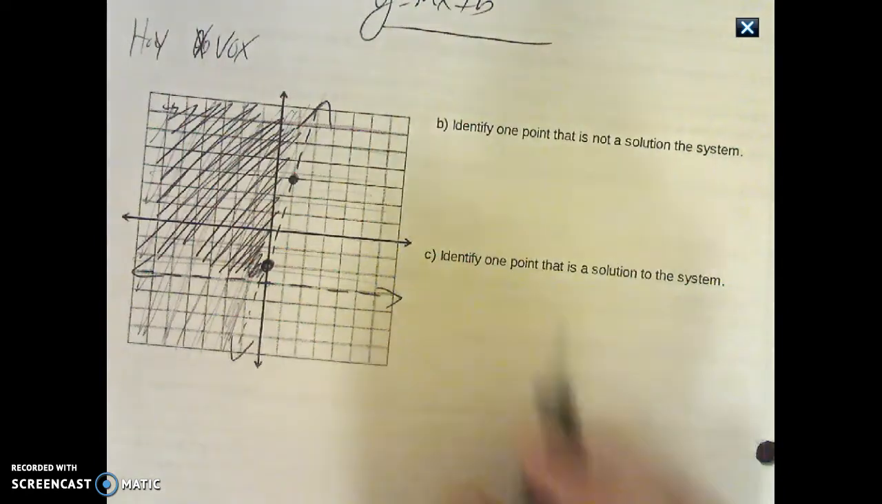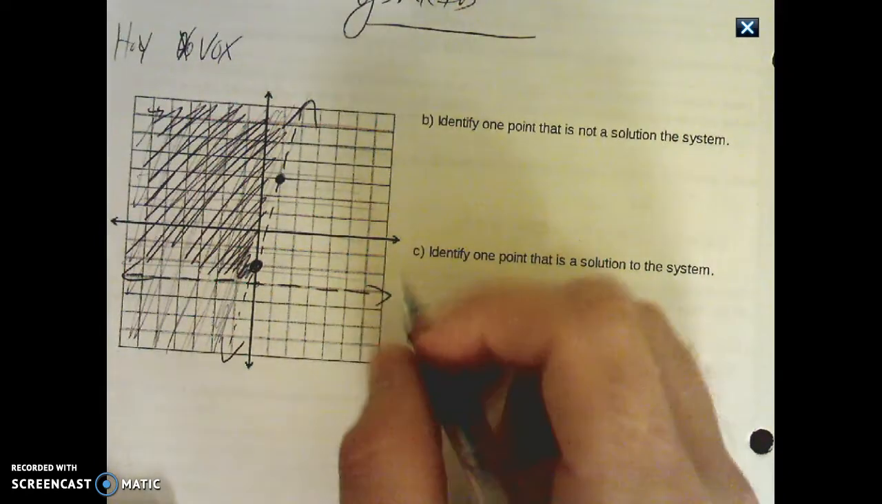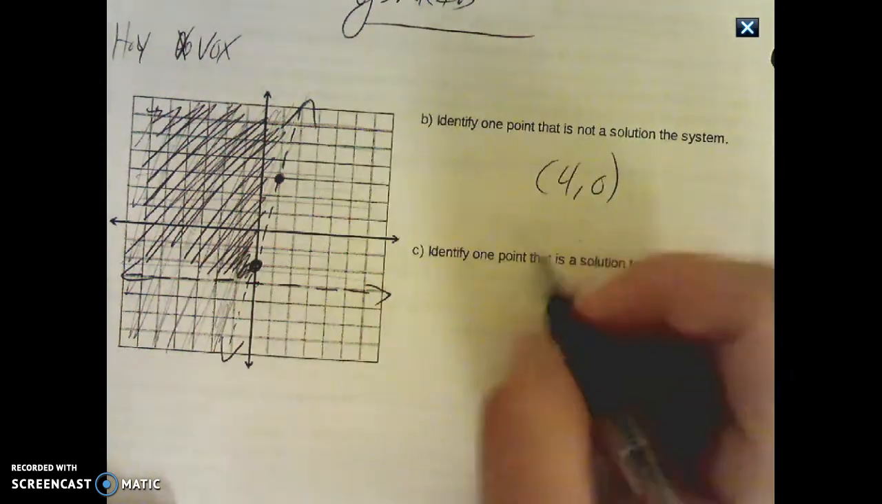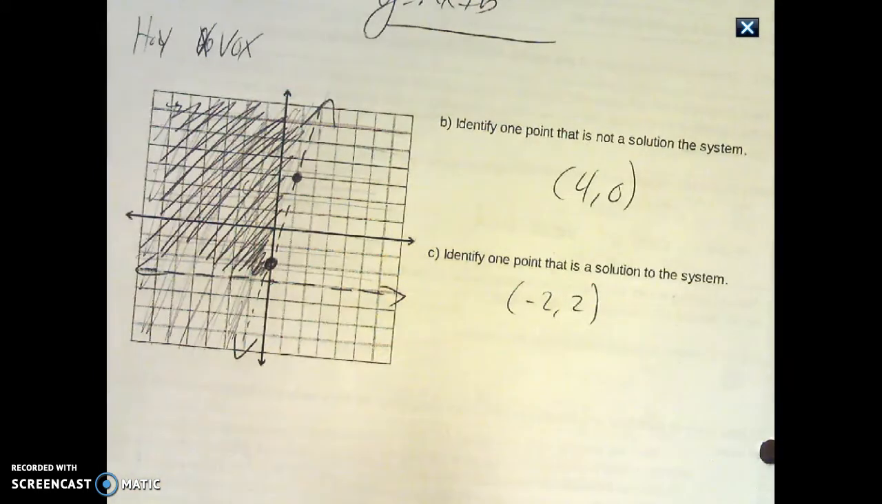You're good. Identify one point that is not a solution. Well, anything over here in the white space, we can say like 4, 0. Identify one point that is a solution. Negative 2, 2. Okay, bam, bam, up in here.